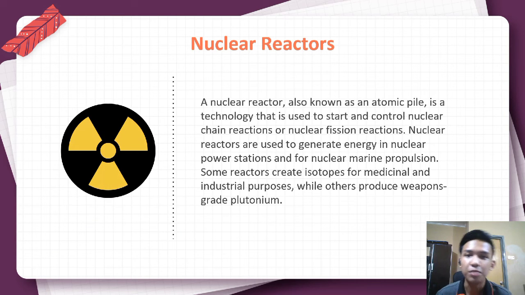Next, I will explain about the nuclear reactor. A nuclear reactor, also known as an atomic pile, is a technology that is used to start and control a nuclear chain reaction or nuclear fission reactions. Nuclear reactors are used to generate energy in nuclear power stations and for nuclear marine propulsion. Some reactors create isotopes for medicinal and industrial purposes, while others produce weapons-grade plutonium.